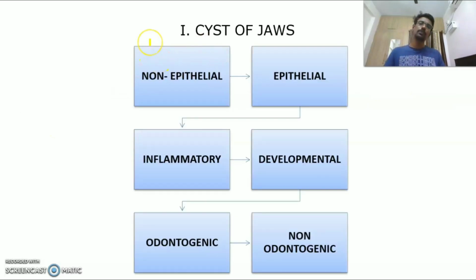So next I am coming to the classification of cysts of the jaw. Basically it is classified into non-epithelial cyst and epithelial cyst. The epithelial cyst is further classified into inflammatory cyst and developmental cyst. The developmental cyst is again further classified into odontogenic cyst and non-odontogenic cyst.